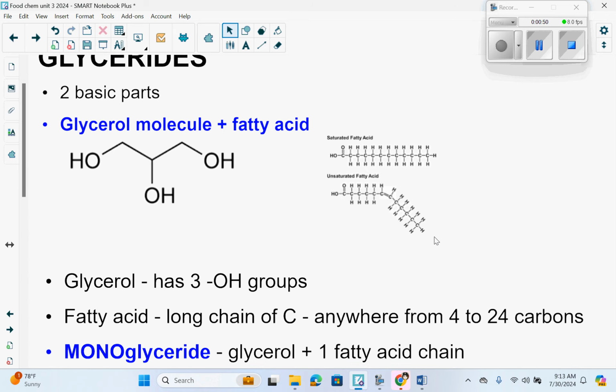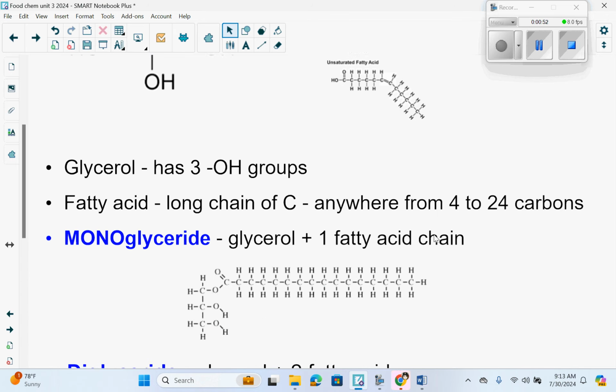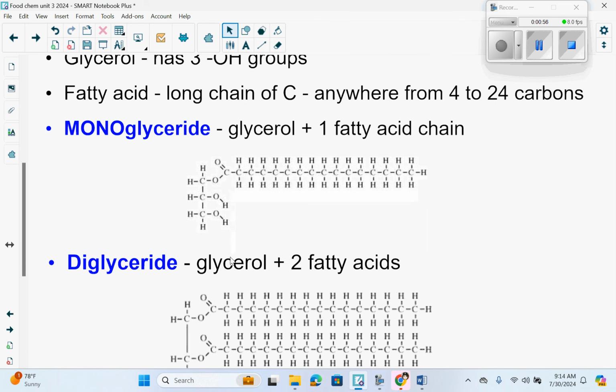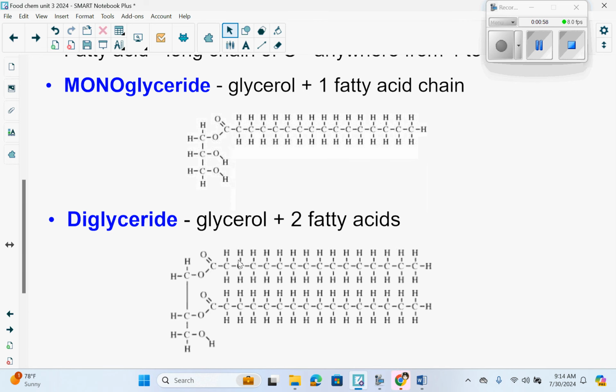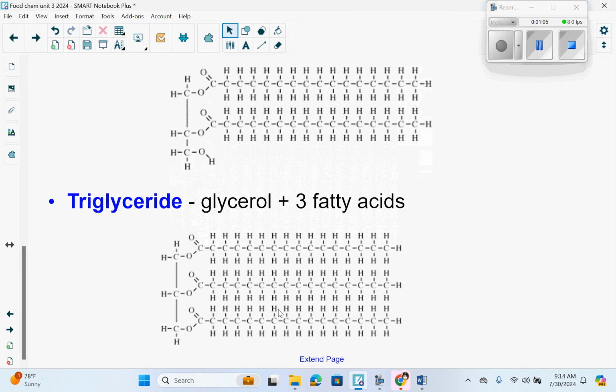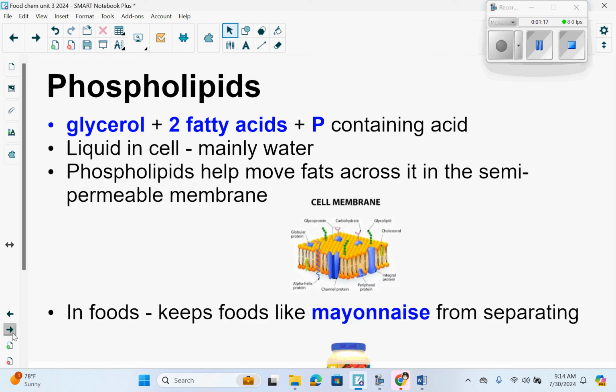Now, a monoglyceride is glycerol and one fatty acid chain. Diglyceride is a glycerol and two fatty acid chains. Triglyceride is a glycerol with three fatty acid chains. And I don't know if you picked up on the fact that those fatty acid chains are being added to that OH group. The H comes off and the fatty acid comes on.